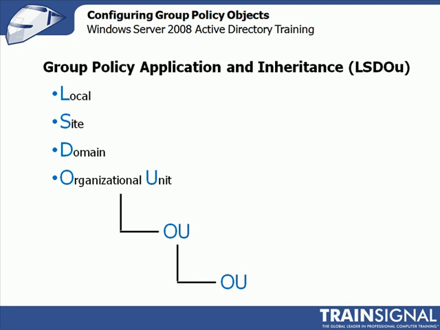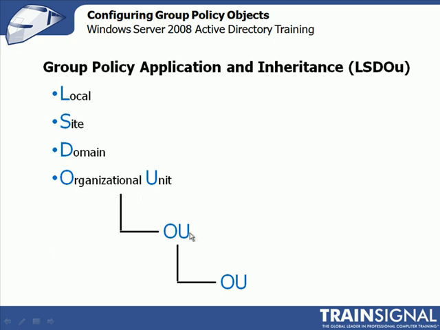And the reason for that is because let's say that the user was in an organizational unit that was actually a child OU of another organizational unit, and that is a child OU of another organizational unit. Well, what's going to end up happening then is when the user logs in, the local policy will be applied, then the site policy, if there is one, will be applied, then the domain policy, if there is one, will be applied, then the top level parent organizational unit will be applied, if there's any GPOs that are linked to it. Then it will go down through the hierarchy.